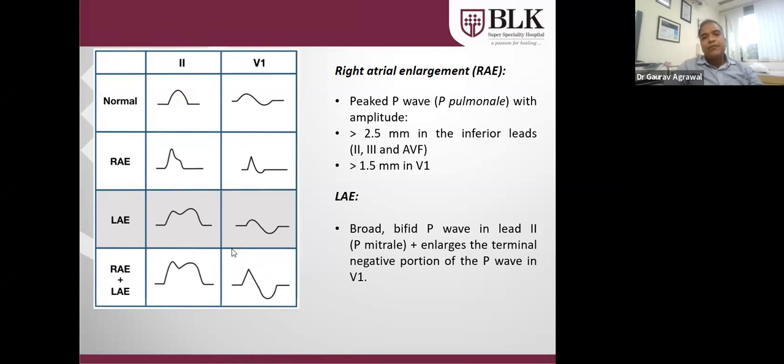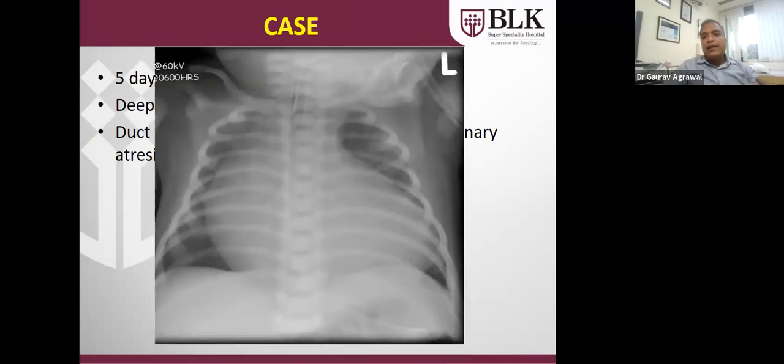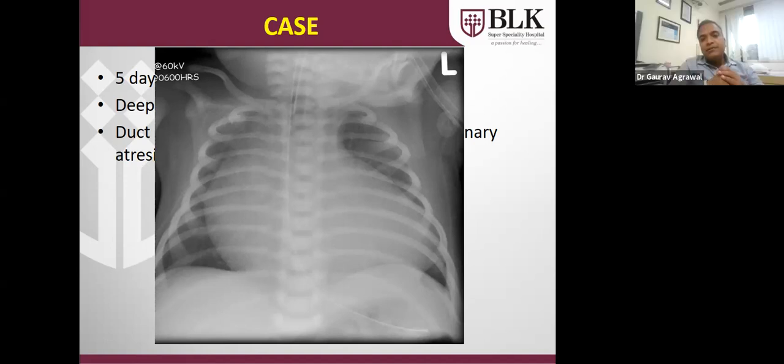Now coming to one example: this is a 5 day old neonate, deeply cyanosed, with duct-dependent pulmonary circulation. The patient is dependent on the PDA for survival. Any comment on the X-ray? What can it be in a cyanotic heart disease? Newborn. TOF will not have cardiomegaly.